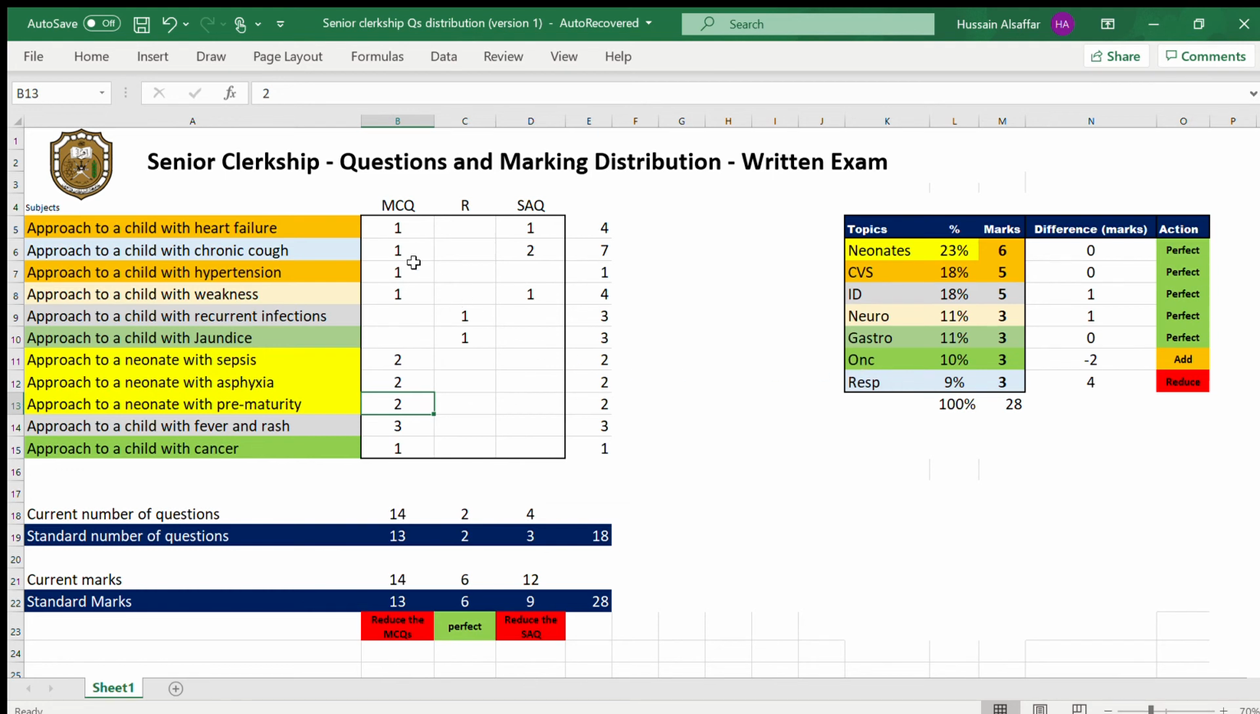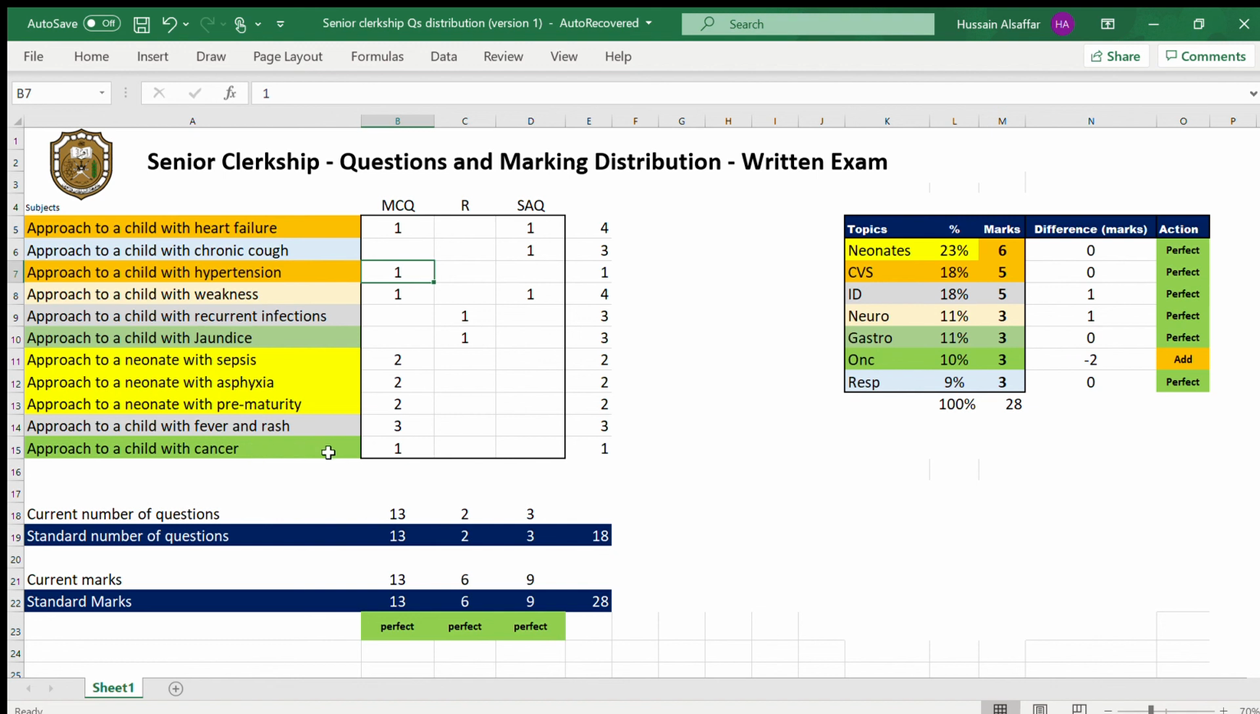That's from chronic cough. We have 2 SAQs, so the required is only 3, so perhaps if we remove 1, then we have 3 SAQs, but this time we still have 1 extra, so we remove this MCQ from here. So that gives you perfect for respiratory, perfect for MCQs, R-types, SAQs. The only thing in here is that oncology asks us to add two more questions, 2 more marks for oncology.